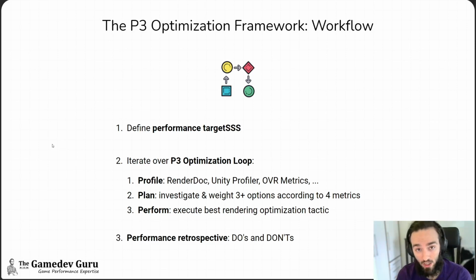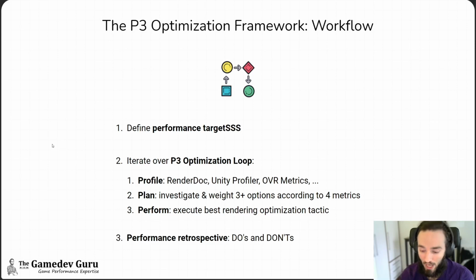The third stage of this performance loop is the perform stage. Here it is all about executing the performance optimization option right. I'm talking about the performance optimization strategy that fits you best for this specific iteration. And this is something that you will be able to decide according to the 4 metrics that you used in the plan phase.